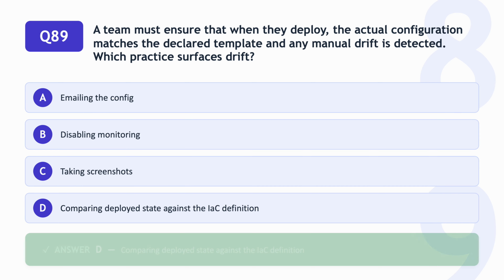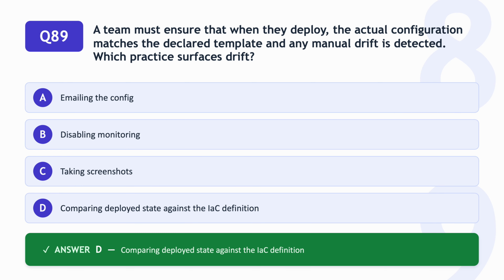Correct answer, D. Comparing deployed state against the IaC definition. Why D is correct? The question is about configuration drift detection. Configuration drift occurs when someone manually changes resources after they've been deployed, causing the actual environment to differ from the declared infrastructure as code (IaC) template.